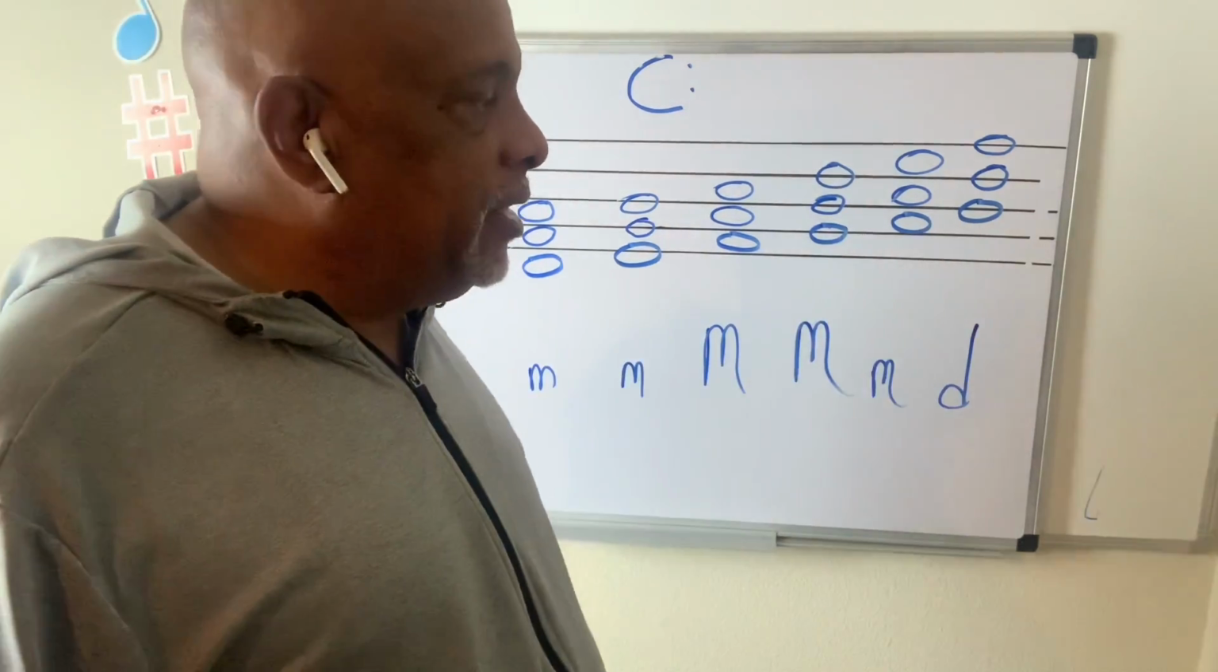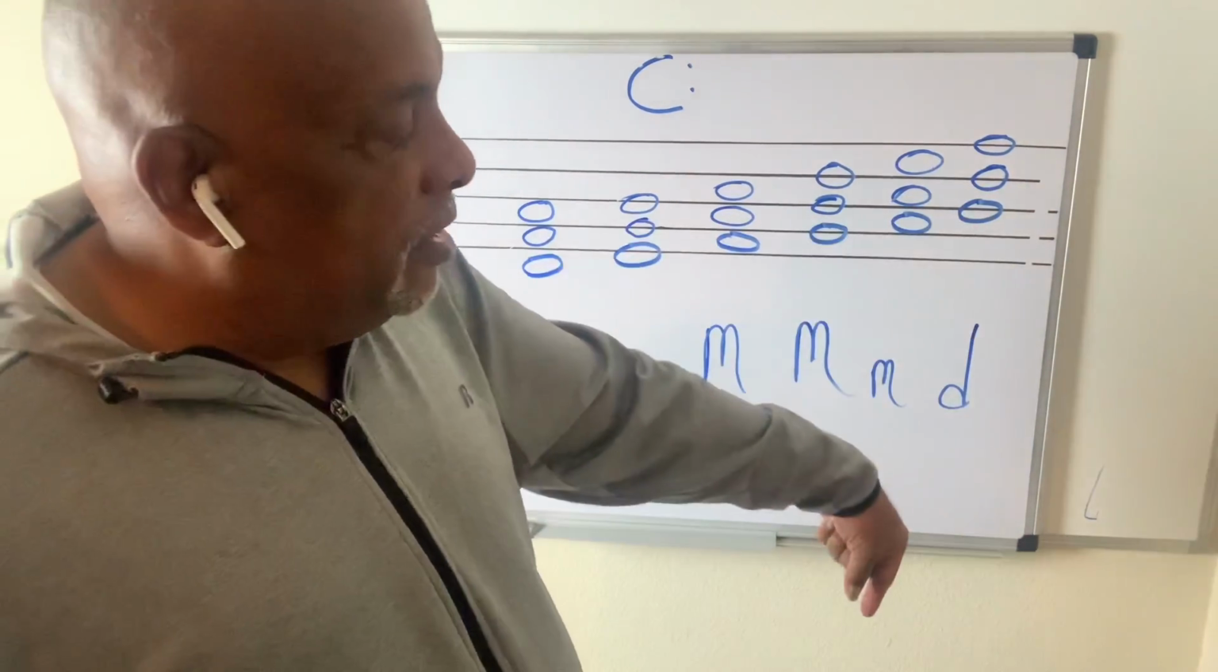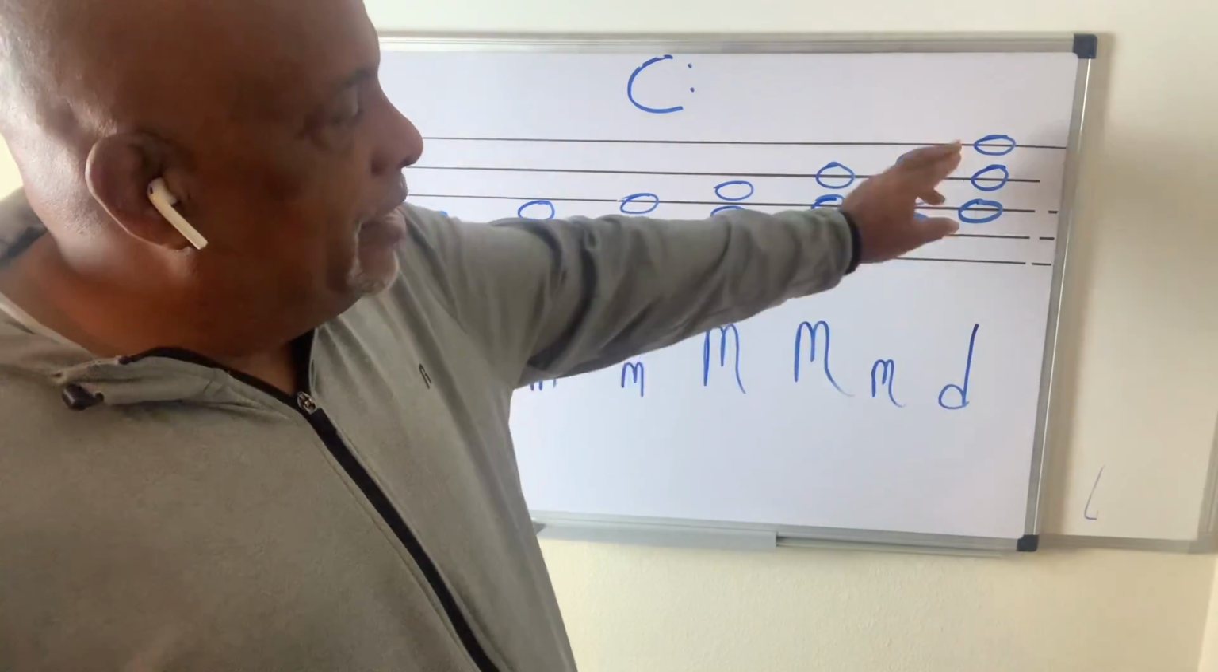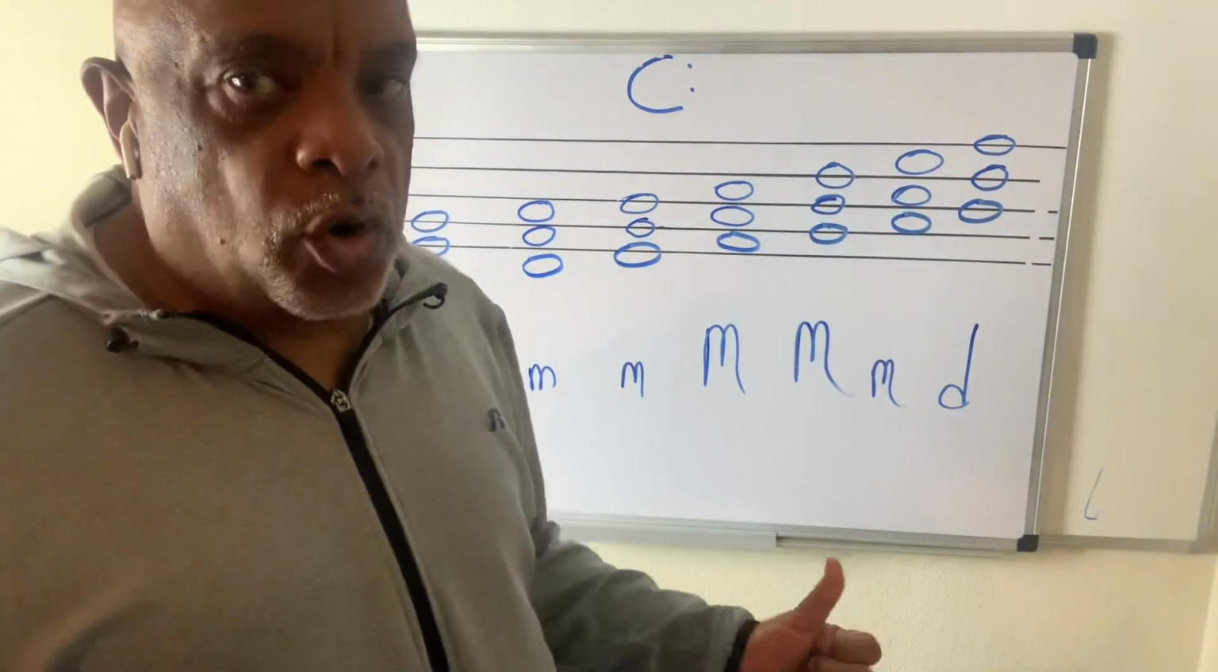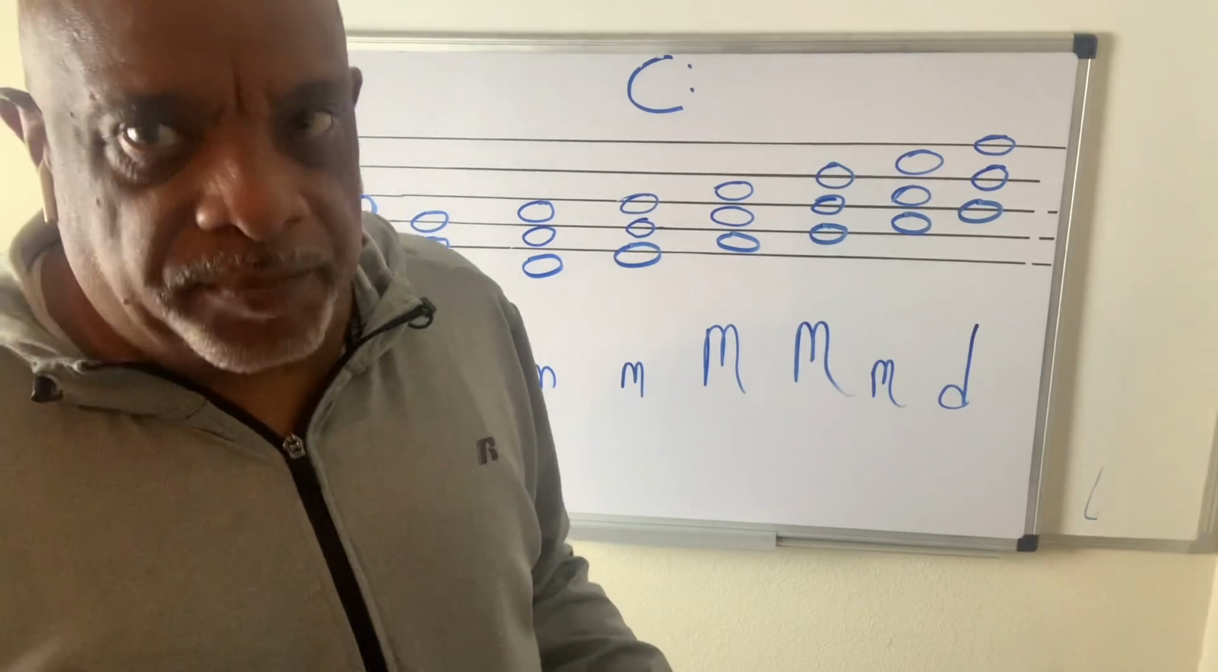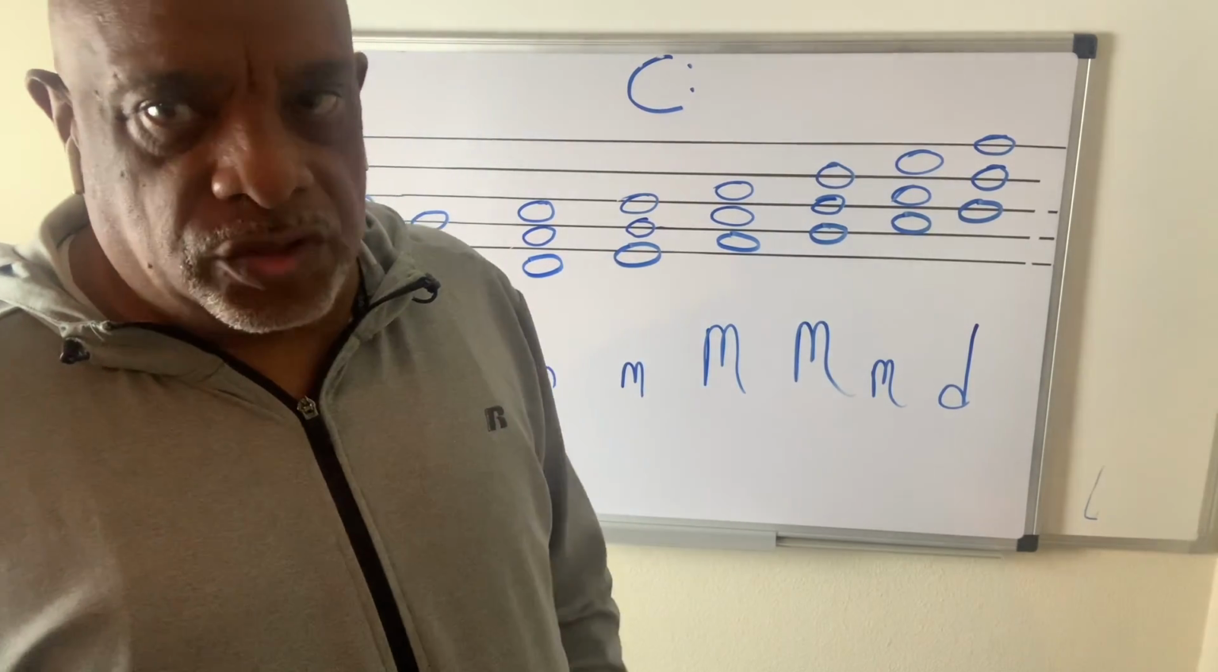And why is it diminished? Because in the key of C major, the E and the F has been lowered a half step, making it a diminished chord.